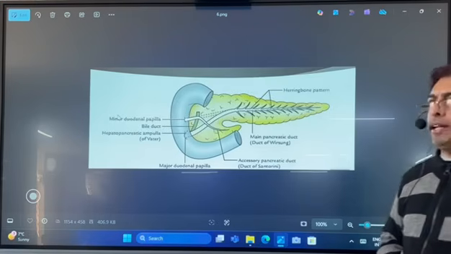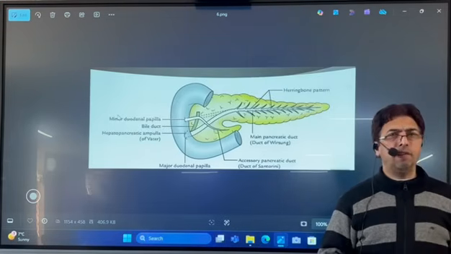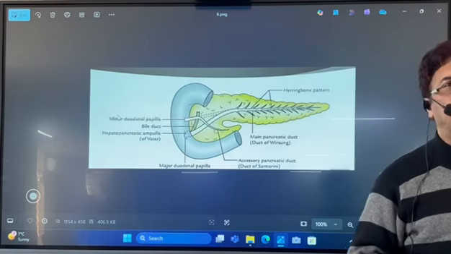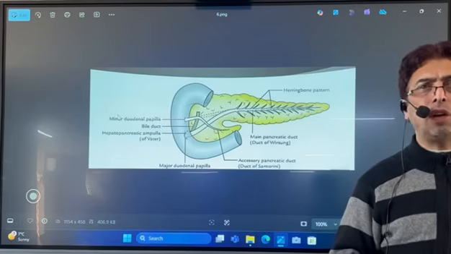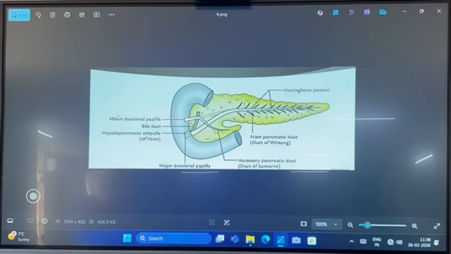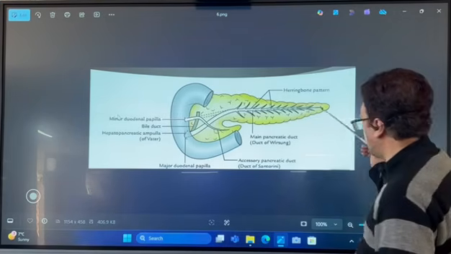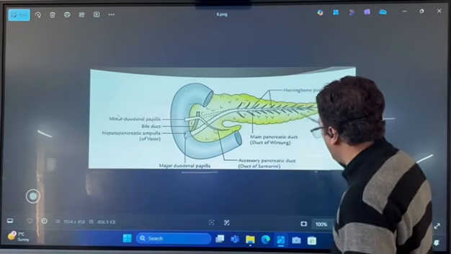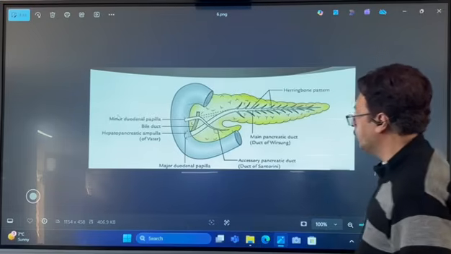One is the main pancreatic duct, which is given the name duct of Wirsung, and another is the accessory pancreatic duct, which is given the name duct of Santorini. So this is the main pancreatic duct. As you can see, this is the main pancreatic duct.